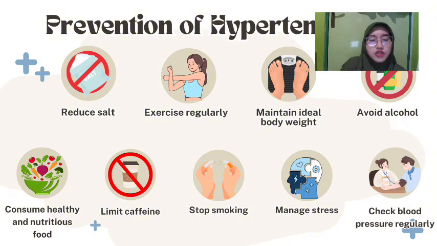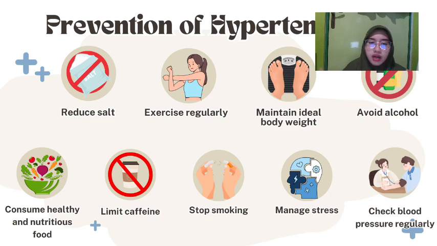So, how to prevent hypertension? These are the healthy lifestyle methods and tips that you need to apply to prevent high blood pressure. Number one is reduce salt. One of the causes of hypertension is excessive salt or sodium intake in your body. The more salt you consume, the higher your risk of experiencing an increase in blood pressure.